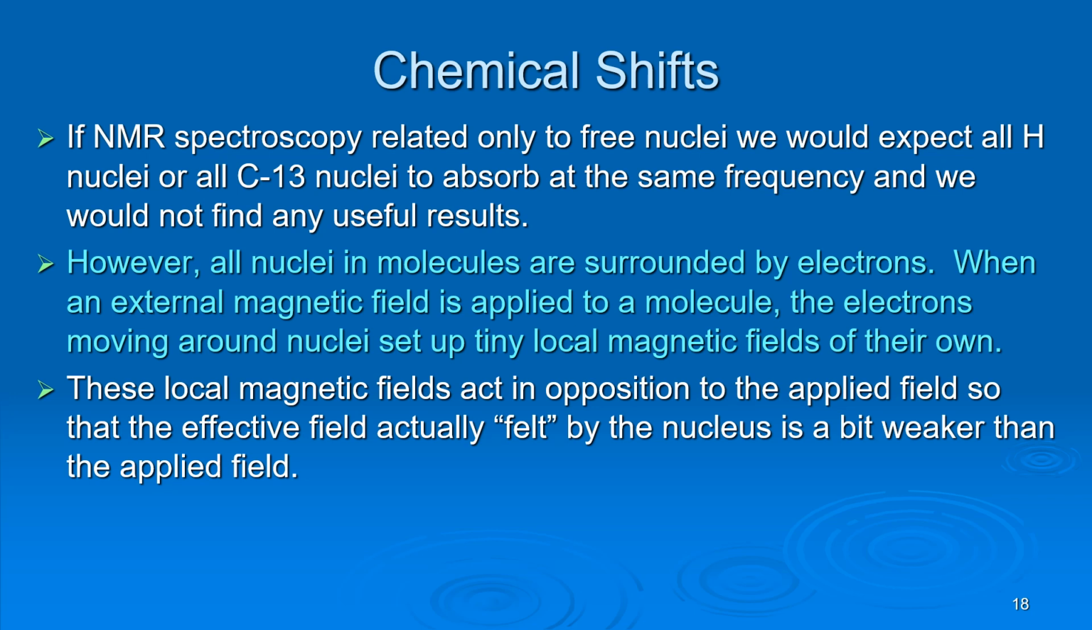So again, these electrons that are surrounding the nucleus in question actually shield the nucleus in question. And so the nucleus feels a little bit less of the applied magnetic field than it might otherwise if those other electrons weren't there.